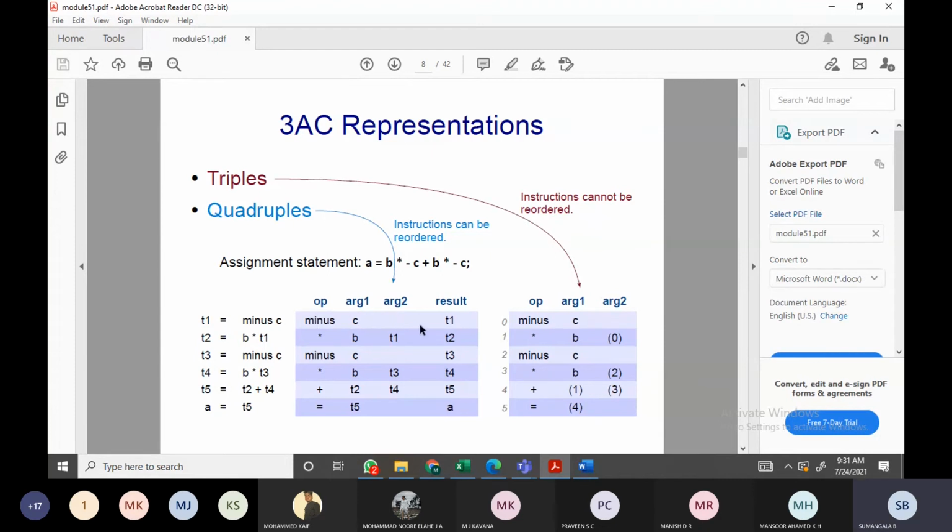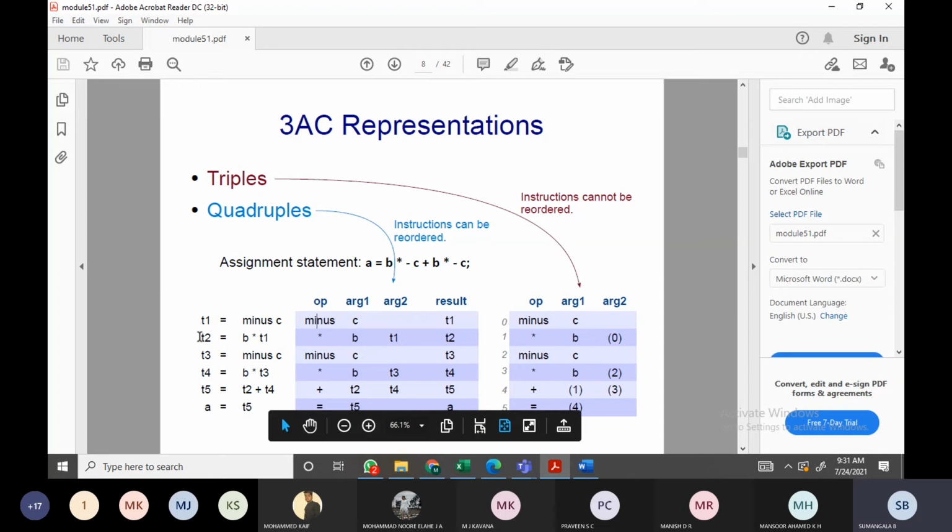I am explaining the first row in this table on the left hand side. Then the result of minus c, where are we storing it? We are storing it in t1. So under the result column you write t1. That means for t1 is equals to minus c, we have represented this by using quadruples.